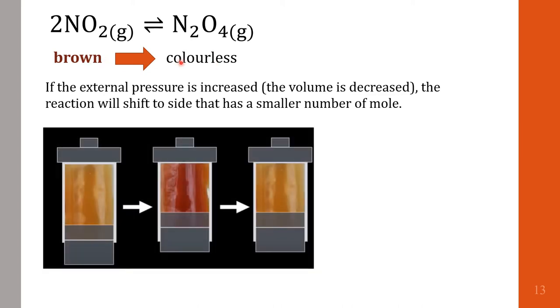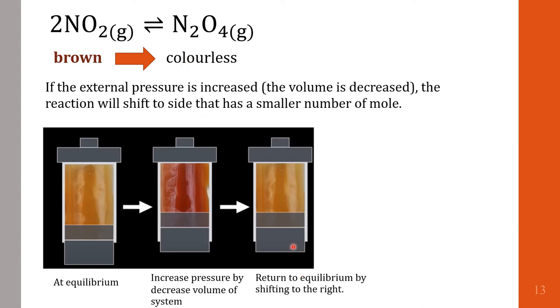So let's see the picture here. This is the system at equilibrium. If we increase pressure by decreasing the volume, we press this up, the volume is decreased. The color will be darker, but this is because it has more concentration, volume is less. But once this occurs, the equilibrium is disturbed and it will try to regain equilibrium again. We found from this hypothesis that it will shift to the right. So once the equilibrium is returned, the color is faded to be less brown.